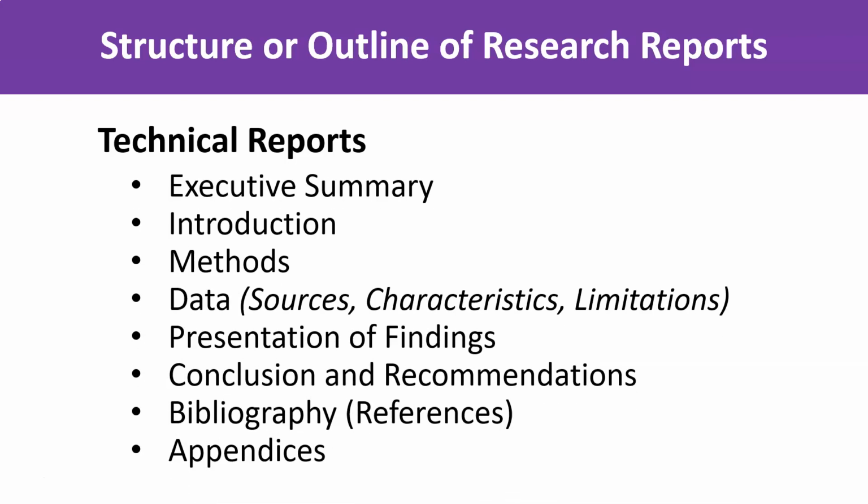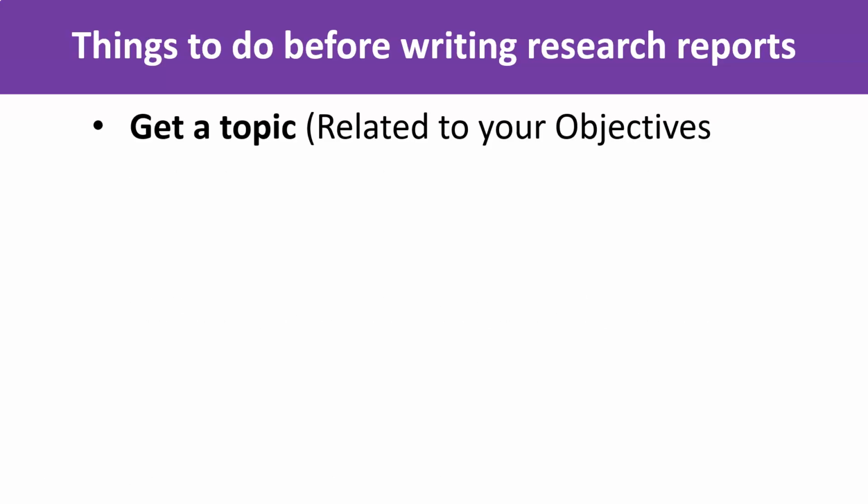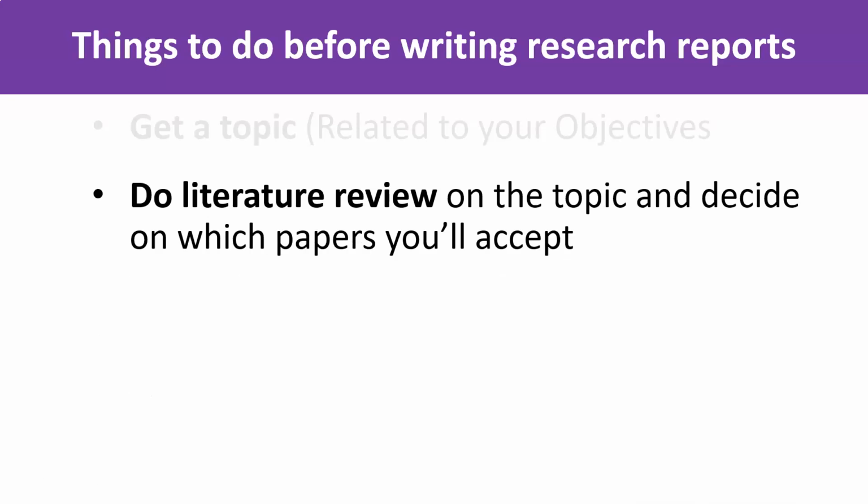Now, let's move on to things you have to do before writing research reports. When you want to write the report of your research, there are some things you must bear in mind and consider. First, you must get a topic which will be related to your objective. So the report you want to write, what is the title? Get a topic for it, and the topic must be related to your objectives. Then do literature review on the topic and decide on which papers you will accept.